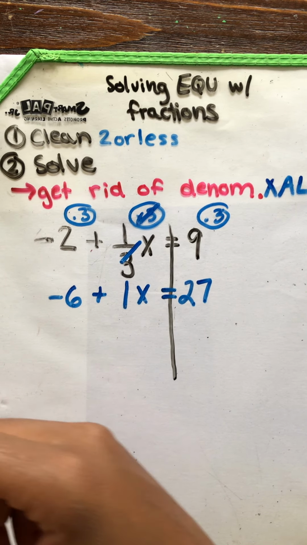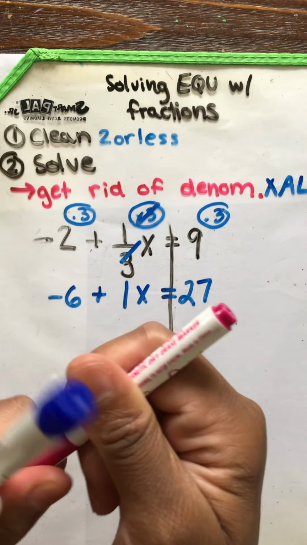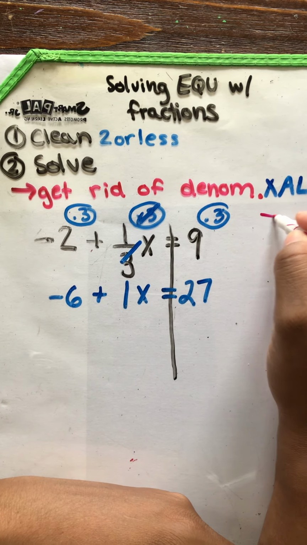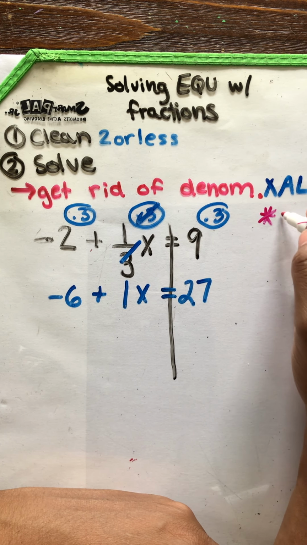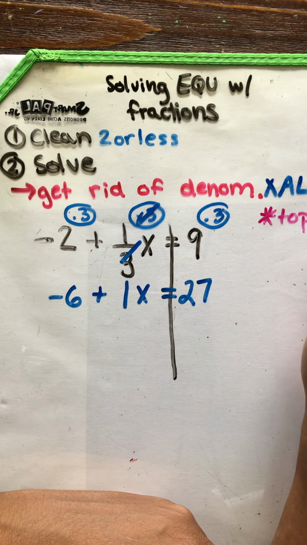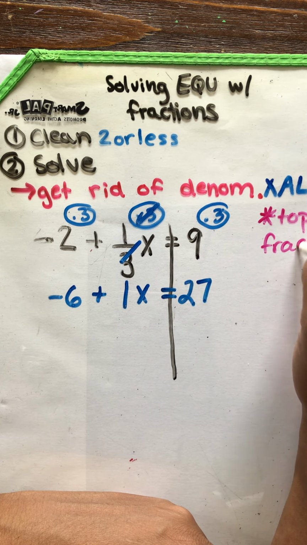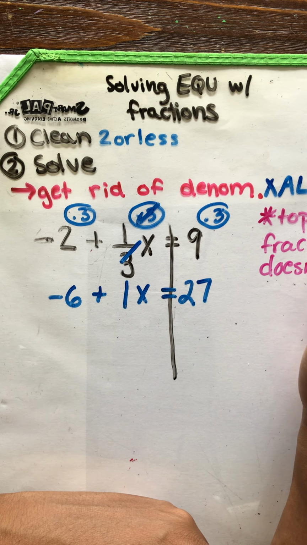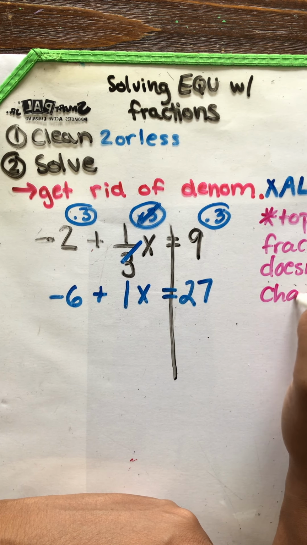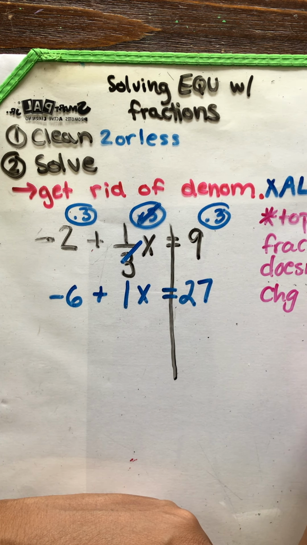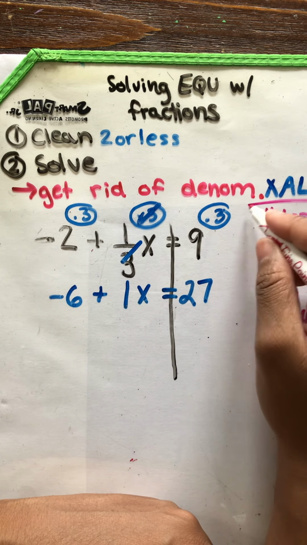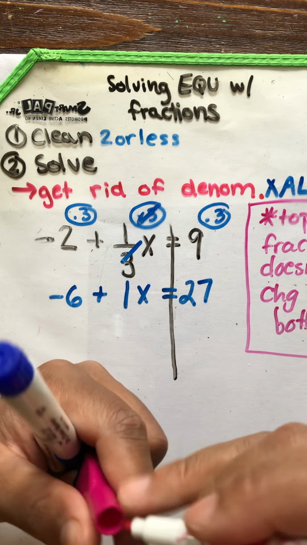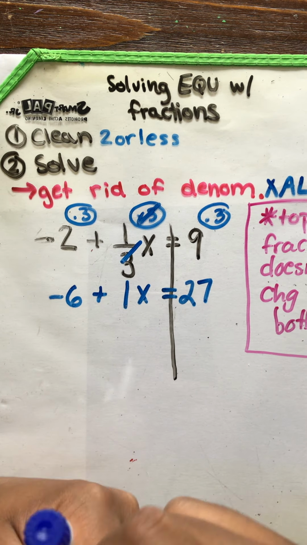So I'm just going to put what I said in a little box because you're going to hear me say that over again. Top of fraction does not change when the bottom cancels. All right, that's very important. The top of the fraction does not change when the bottom cancels.